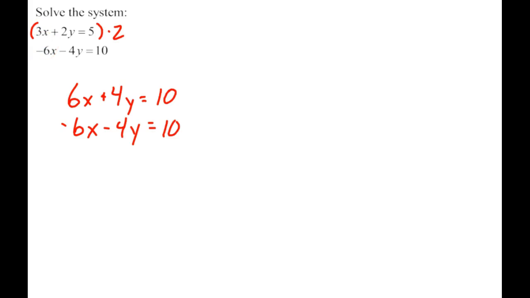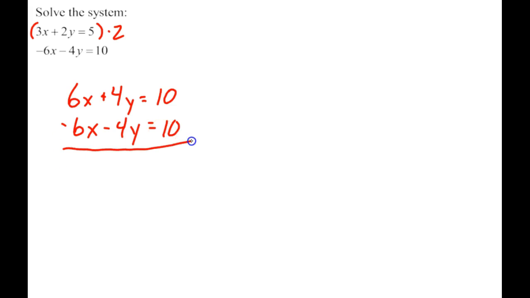In this example, we want to solve the system using whichever method is going to be easiest. In this case, I'm going to choose to use the elimination method because my variables are lined up vertically, and I see that I have a positive in front of my x and a negative, and it's going to be easy to make those cancel out. To get it so my x variables cancel out, I have to multiply the first equation by 2. So we get 6x plus 4y equals 10. And now we have the second equation, negative 6x minus 4y equal to 10.